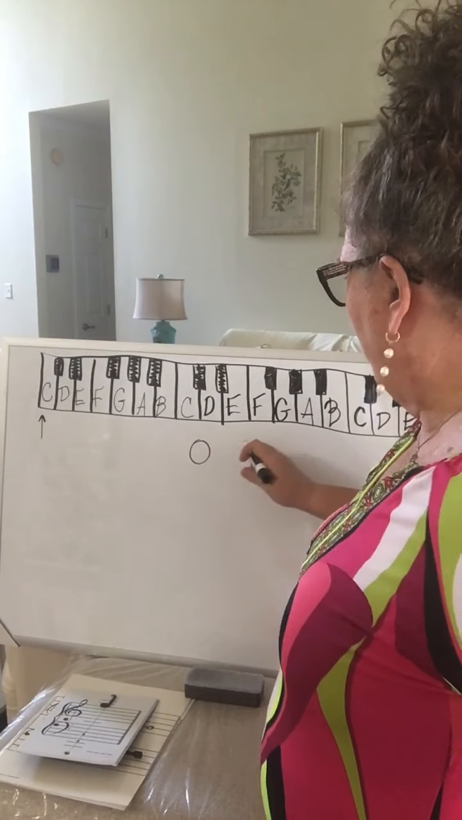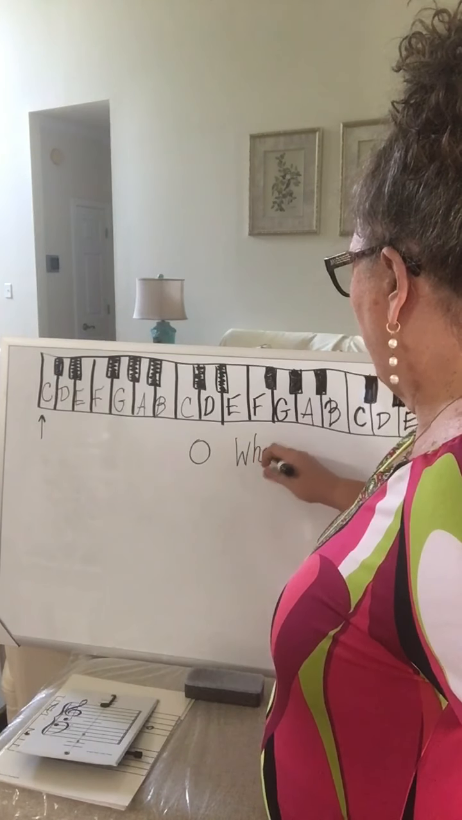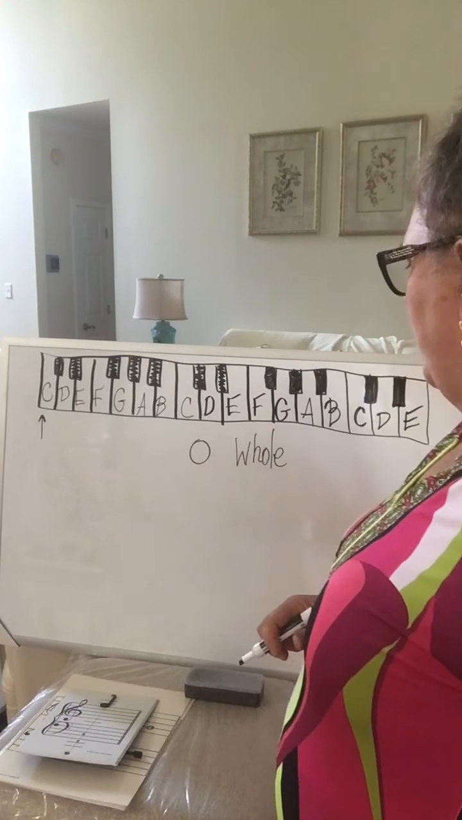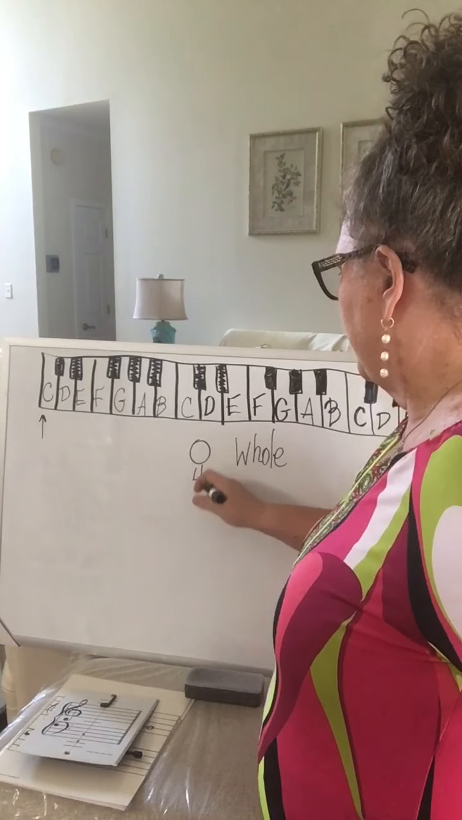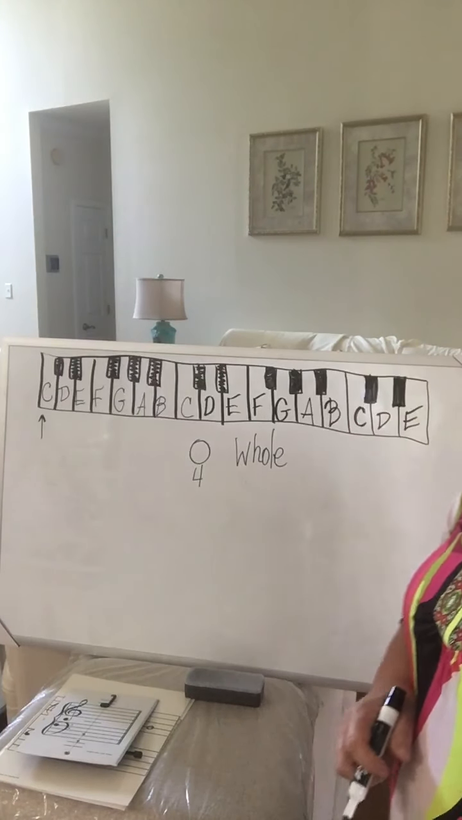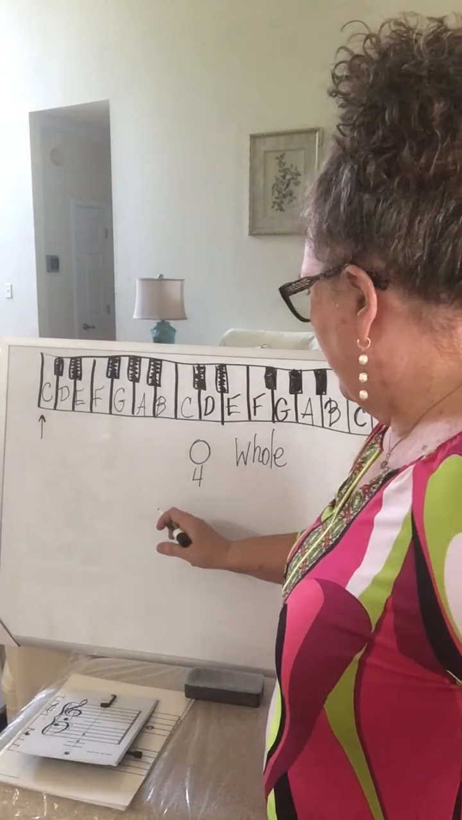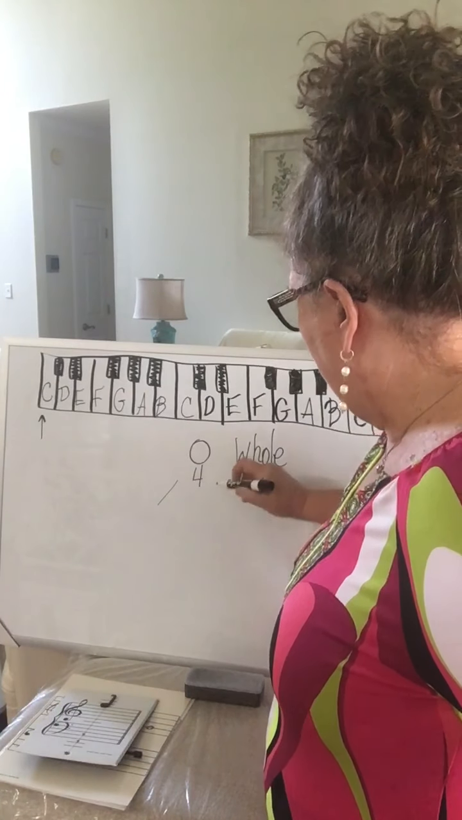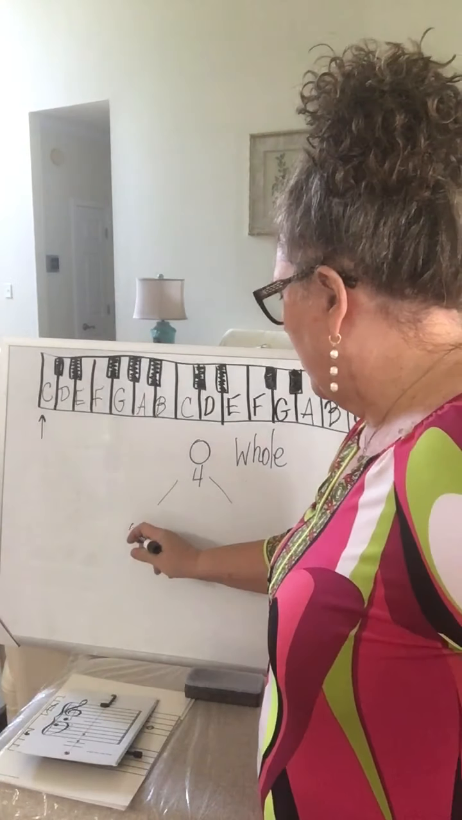Okay, so Mr. Whole Note, I'll write that in so you can spell it, W-H-O-L-E. Mr. Whole Note equals 4 beats. Okay, he's the longest note that we have. Now, if we divide that whole note, I'm just going to draw a little line like this, into two equal parts, it would look like this.